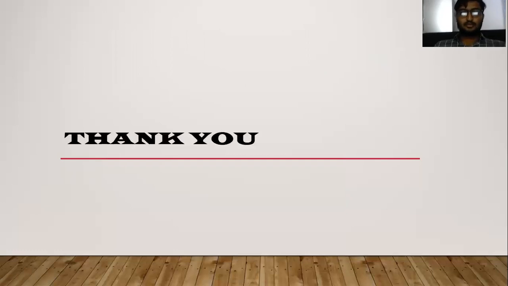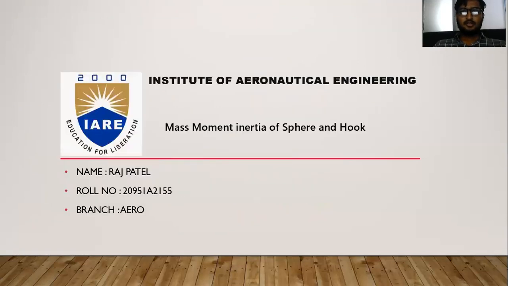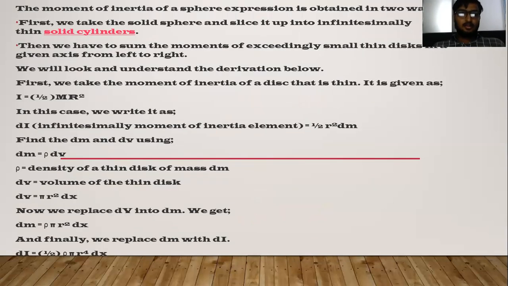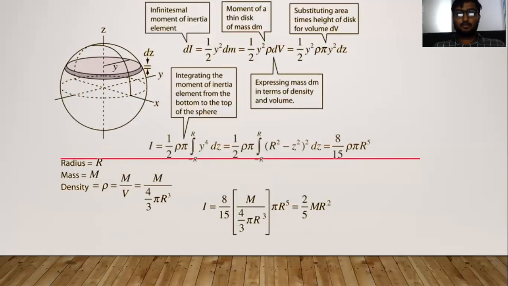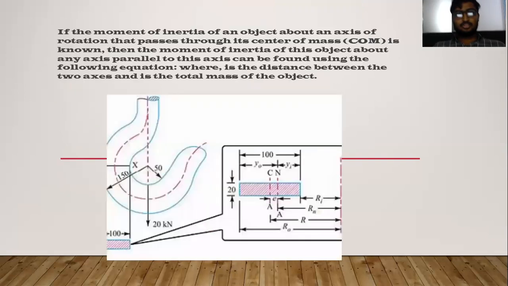So we have discussed the mass moment of inertia of a sphere and a hook. We already saw how to derive the formula for the moment of inertia, how to solve this formula, what dI is, what rho dV is, and what rho pi is.